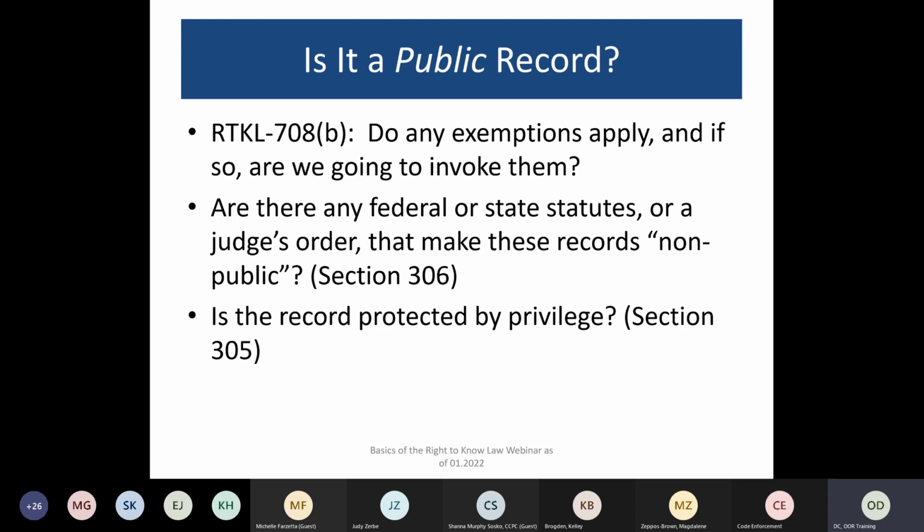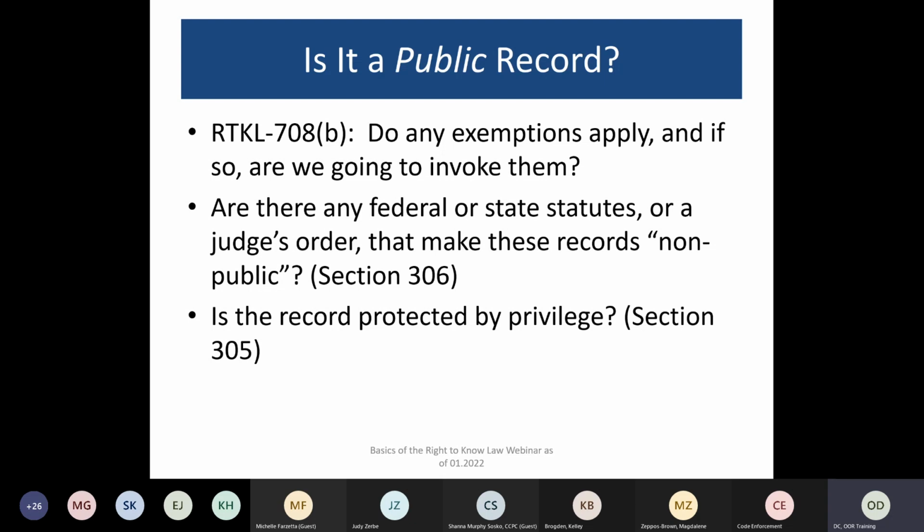Here we're talking about attorney-client privilege. Usually, there's a relationship established between an attorney and their client where any sensitive information is protected by privilege. And for our purposes here with the right to know law, we're talking about agencies and their solicitors, whether it be in-house counsel or outside counsel.